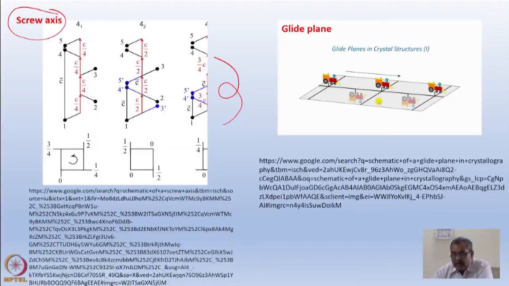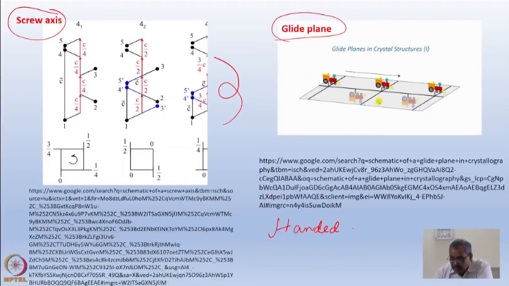So that means if you translate and rotate, you get a screw axis. If you translate and reflect, you get a glide plane. There is an inherent difference between these two. In the case of a screw axis, if you put a molecule, then it maintains the handedness of the molecule. But in the case of a glide plane, this translation and reflection does not maintain the handedness.